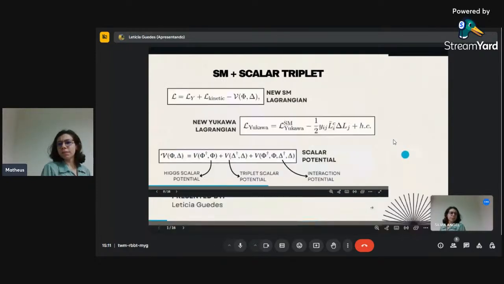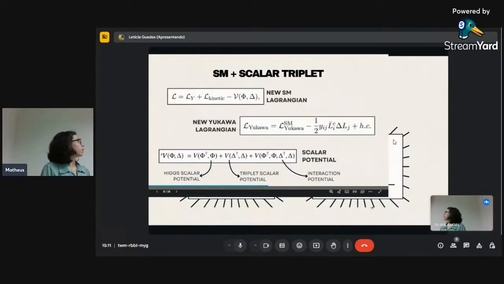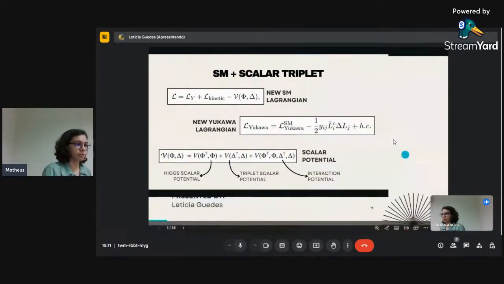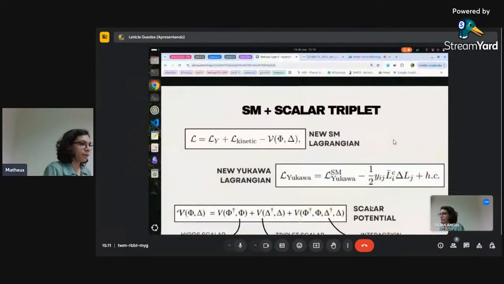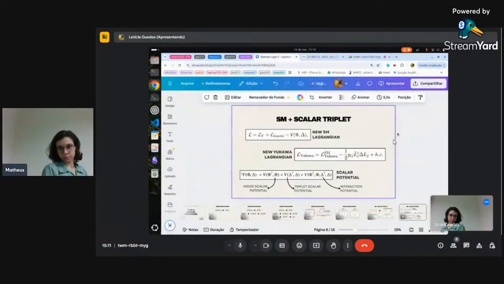Okay. Is it better if I take it out of full screen? Because this is annoying me. Maybe. Well, this is bad either way, right? You download it.